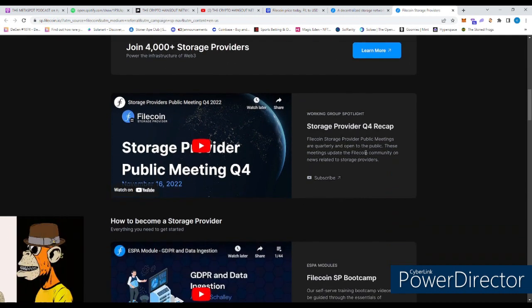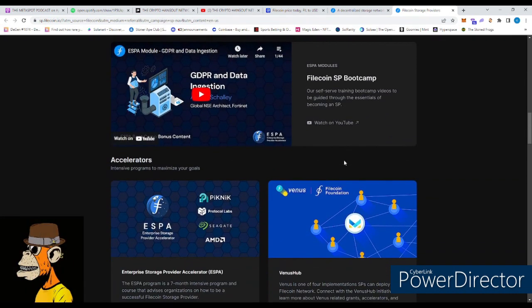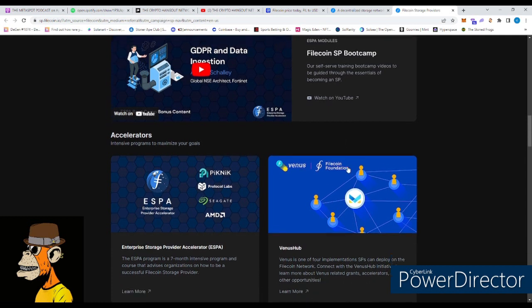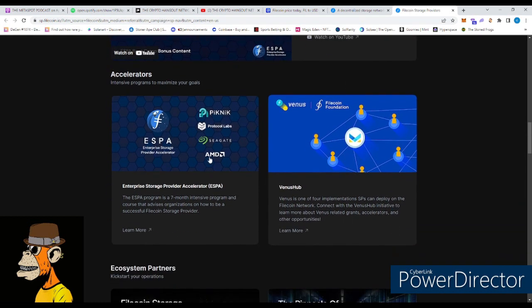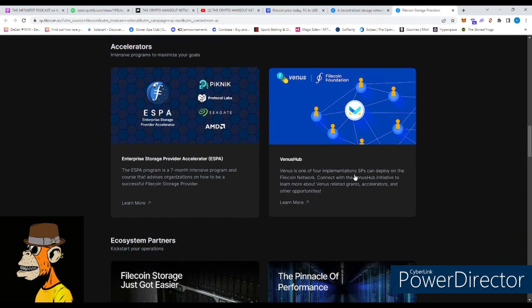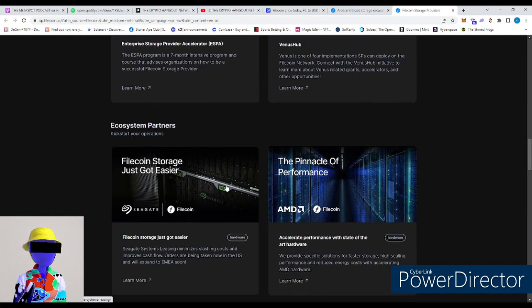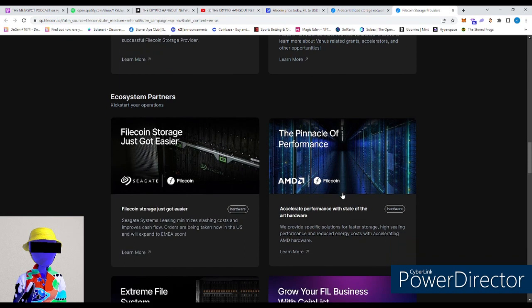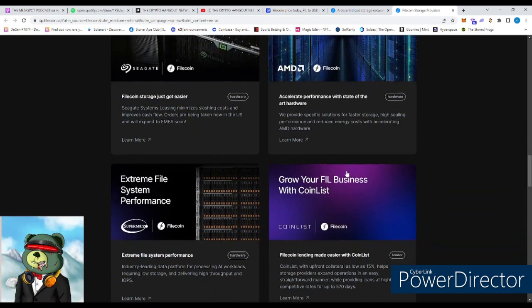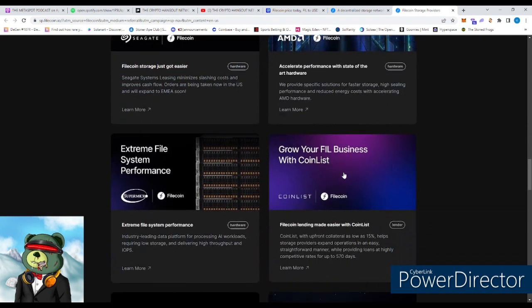And storage provider recaps, a little podcast and whatnot. The boot camp, and like it says, the Enterprise Storage Provider Accelerator, the Venus Hub, and the ecosystem partners. They got Seagate. Seagate builds computers and GPUs, etc. That's big. You got AMD as well.